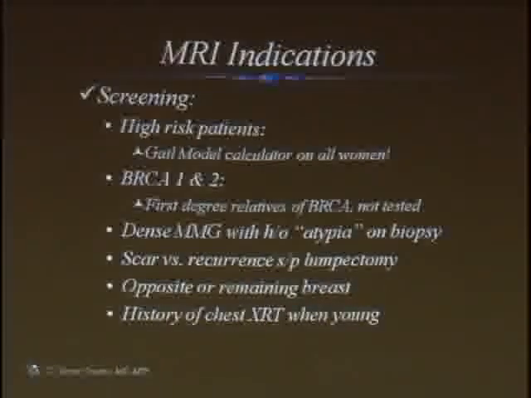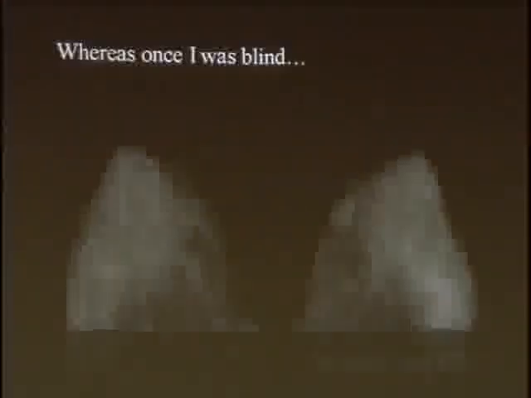This is a new one that not many people know about. If you are a woman who had a history of lymphoma as a child or as an adolescent and you got mantle radiation to your chest, you're at high risk. You get breast MRI. And some rare syndromes that I can't pronounce because I didn't score very high on the SAT, so I won't go into that. Okay, here's an example.